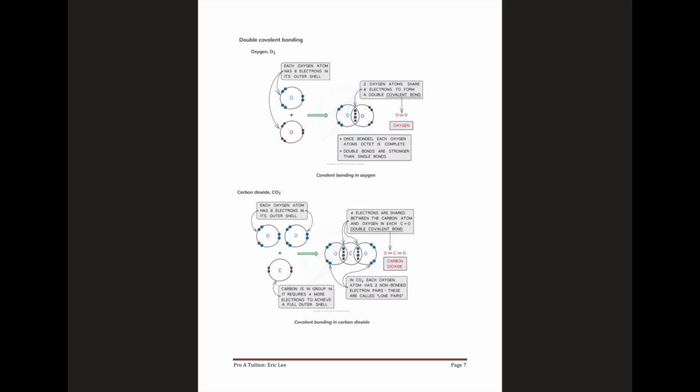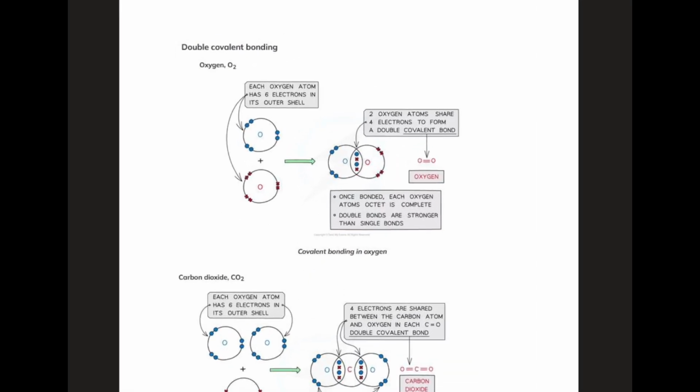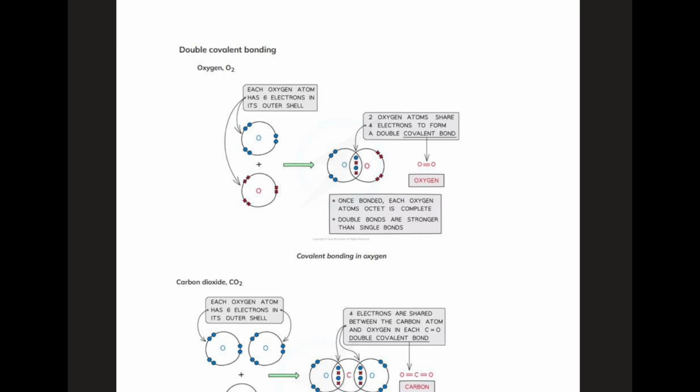Okay, now double covalent bond. So first we have oxygen. So many students are wondering how I know they form double, or how I know they form single, or maybe even triple, how I know whether they are going to form double. So let's say, for example, how we know oxygens form double.